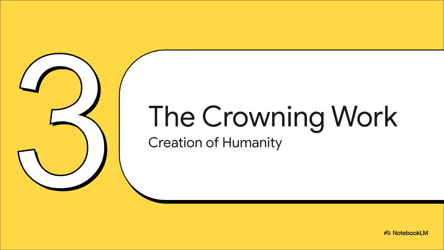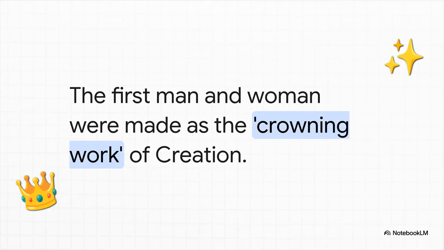All right, so within this 6-day structure, the story is clearly building towards something. It's like a crescendo. There's one particular act that's set apart, given special importance above everything else. The text calls it the crowning work of creation. And that phrase, crowning work, that's not just poetic language. It's very intentional. What it does is establish a clear hierarchy.